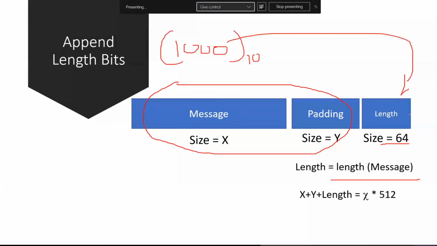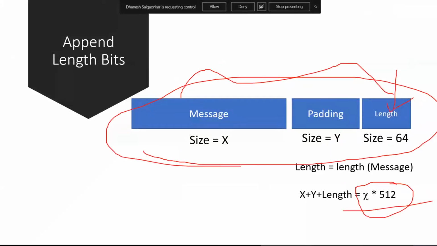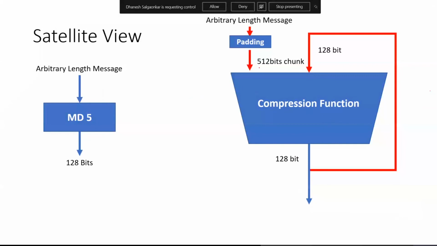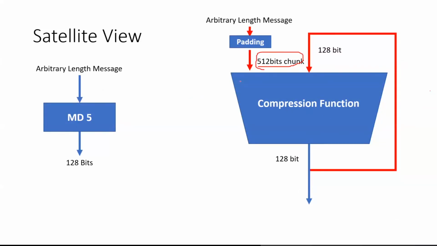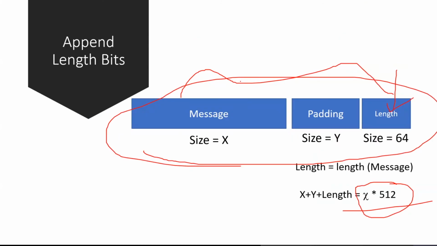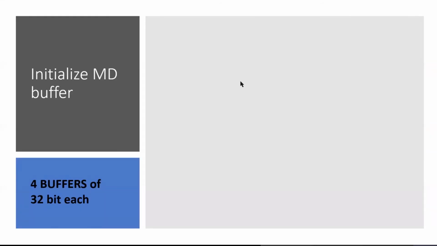So 1000 in binary is written in 64 bits here. So we have reached here. Now what do we do? We take the first chunk of 512 bits and initialize the message digest buffer.